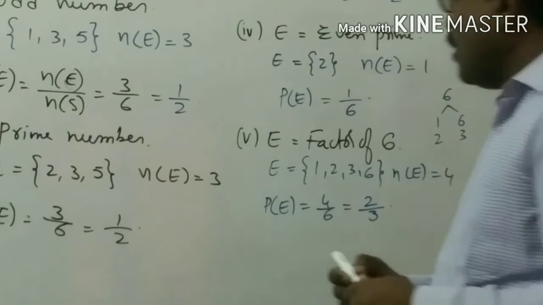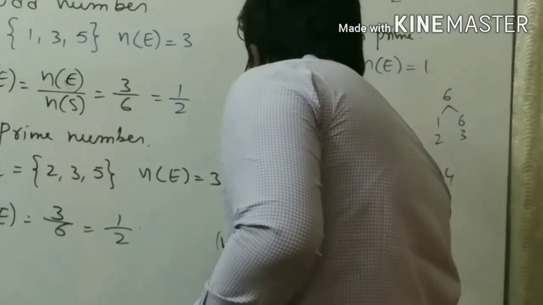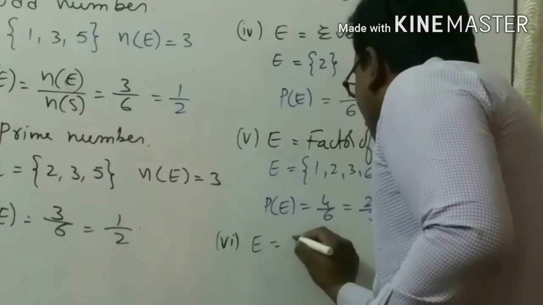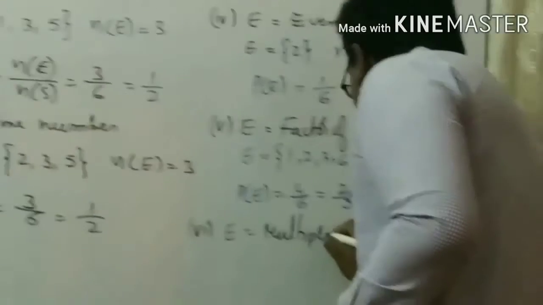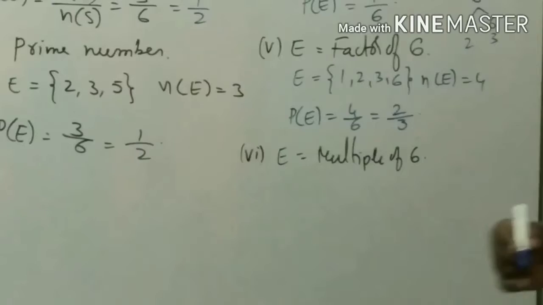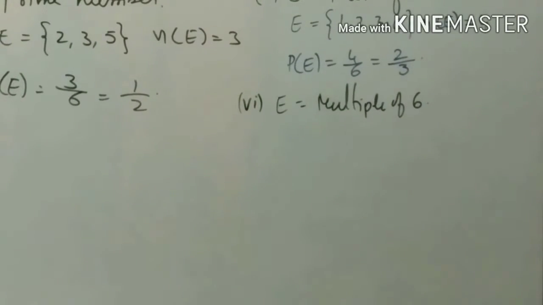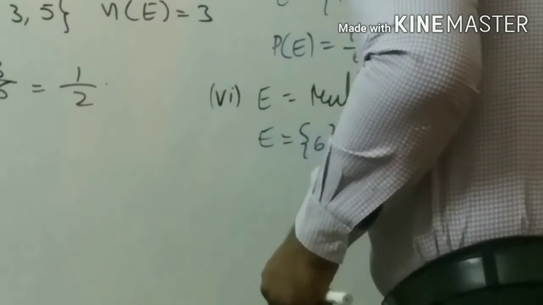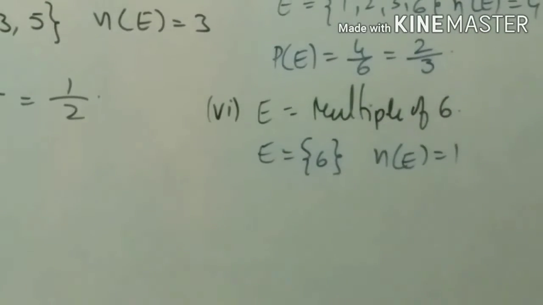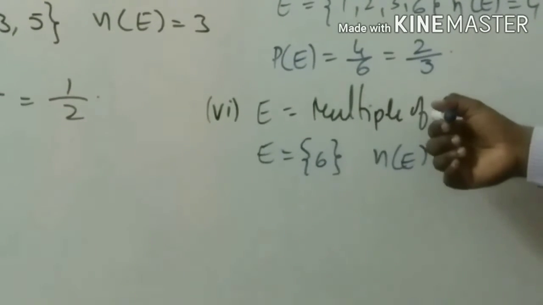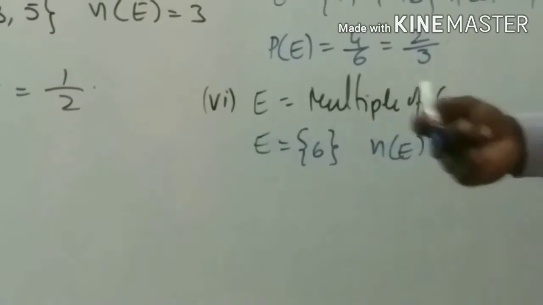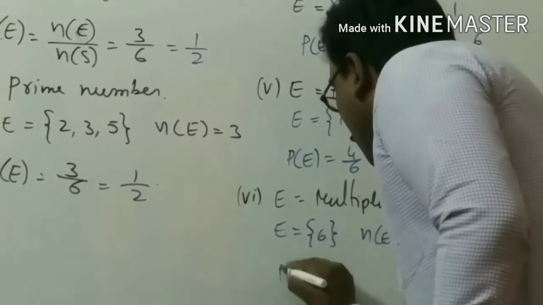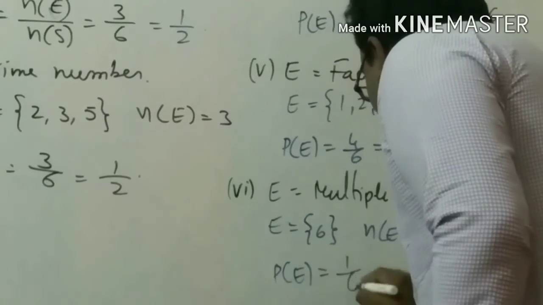Maybe you have a confusion between factor and multiple: factor of 6, multiple of 6. Now the last question is based on multiple of 6. Multiples of 6 are 6 ones are 6, 6 twos are 12, like that it will come. So only one number is there, that is 6. The next multiples are 12, 18, but the dice only goes up to 6. So the probability of getting that number is 1 by 6.